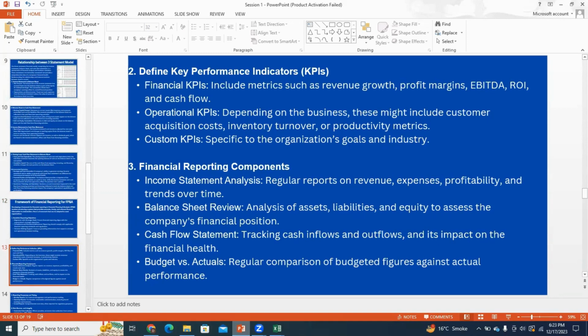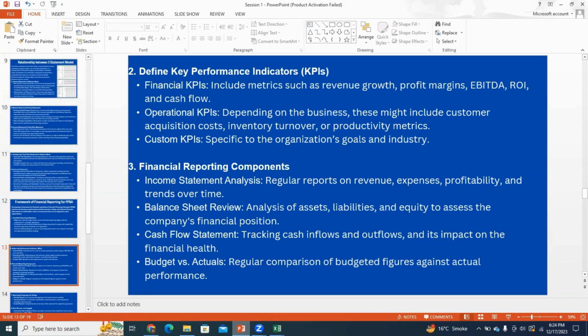The next thing it says is operational KPIs. Depending on the business, these might include customer acquisition cost, inventory turnover, or productivity metrics. So yes, there are some financial KPIs, and there are some non-financial KPIs. Both are important for the organization. Both are important for decision making.